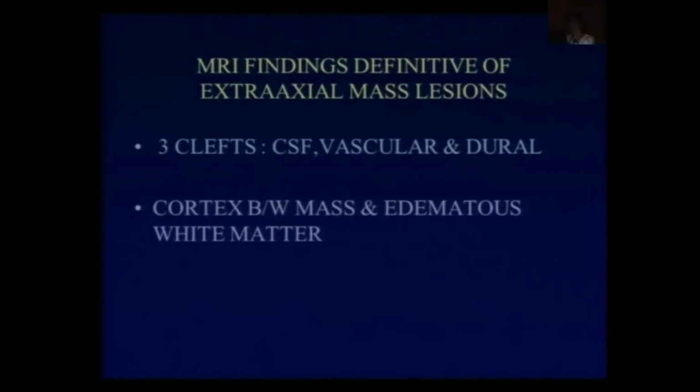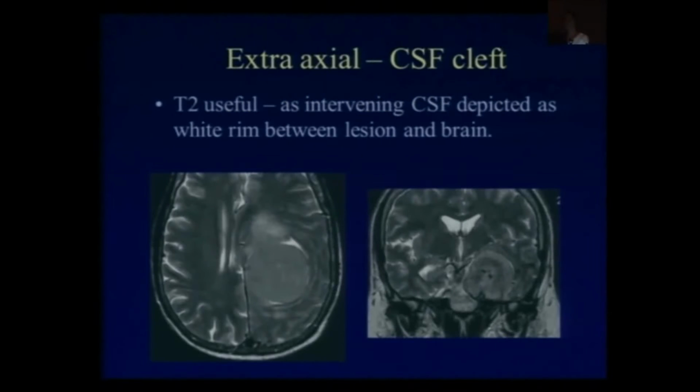But if you are looking at hyperostosis or sclerosis or bone destruction, you are more likely, or more confirmatorily, looking at an extra-axial lesion. But you make an attempt to identify three structures: CSF, vessels, and how the dura is adjoining this lesion, and also deliberately look for whether there is a cortical lining between the mass and the white matter, which may be edematous or which may be normal. So let's look at some examples.